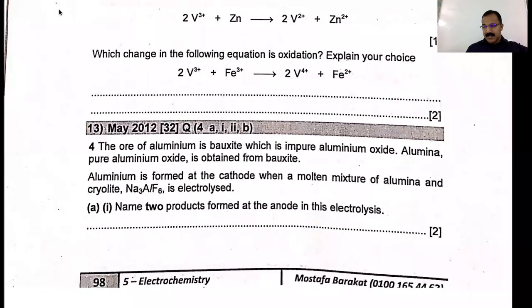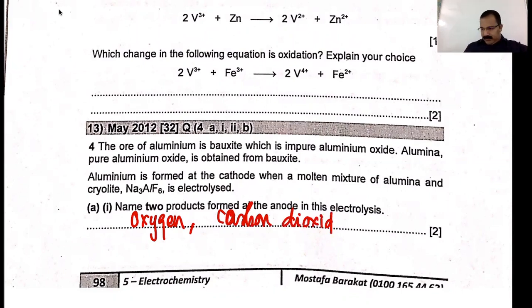Ore of aluminum is bauxite, which is impure aluminum oxide. Alumina, pure aluminum oxide, is obtained from bauxite. Aluminum is formed at the cathode when the molten mixture of alumina and cryolite, which is Na3AlF6, is electrolyzed. Name 2 products formed at the anode in this electrolysis. First is, of course, oxygen. And this oxygen produces carbon dioxide as well. So these are 2 products, oxygen and carbon dioxide.